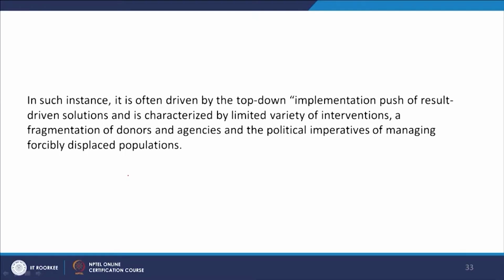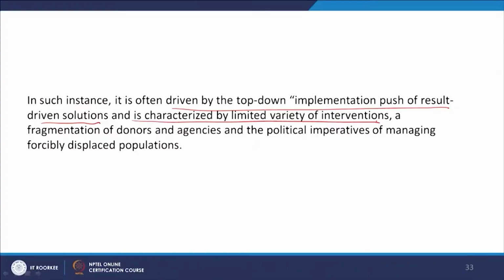These models are often driven by a top-down implementation push of result-driven solutions. They often expect a result, whether it is a dwelling, a habitat, or a cluster, and are characterized by a limited variety of interventions. Because it's a project mode, they all try to look at a limited variety of interventions. And there is the fragmentation of donors and agencies, and political imperatives managing forcibly displaced populations. It is not just one agency dealing with everything. It is one agency dealing with shelter, another with services, another with livelihood. So different fragmented agencies come forward to help one beneficiary community from different angles. So there is always a gap which occurs within this.